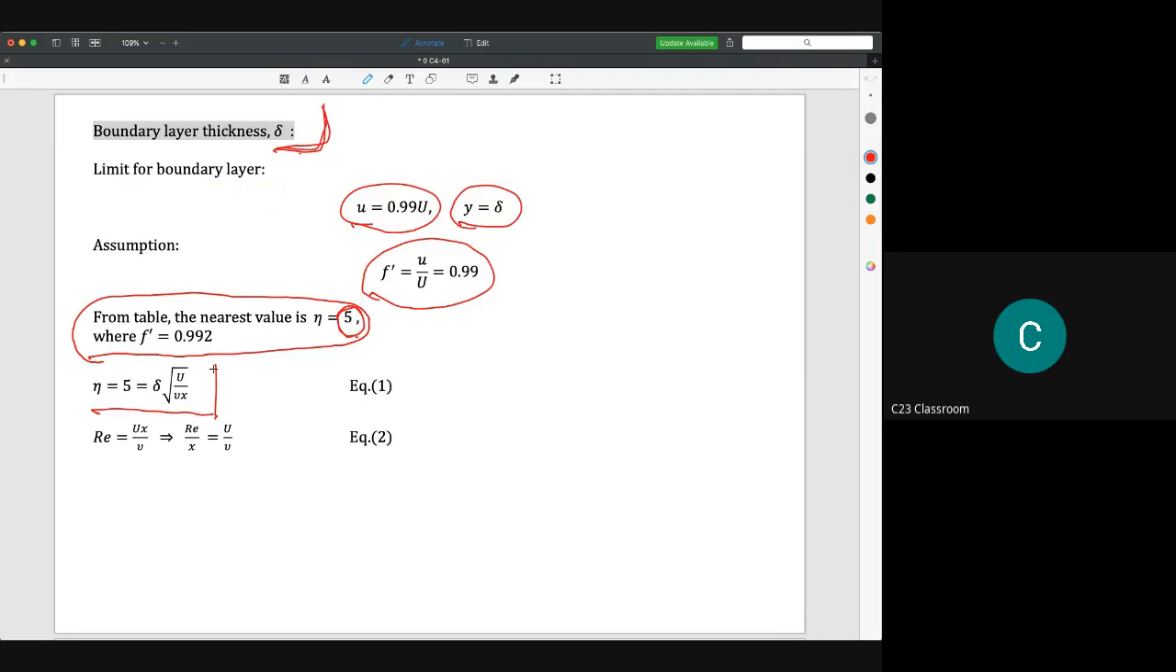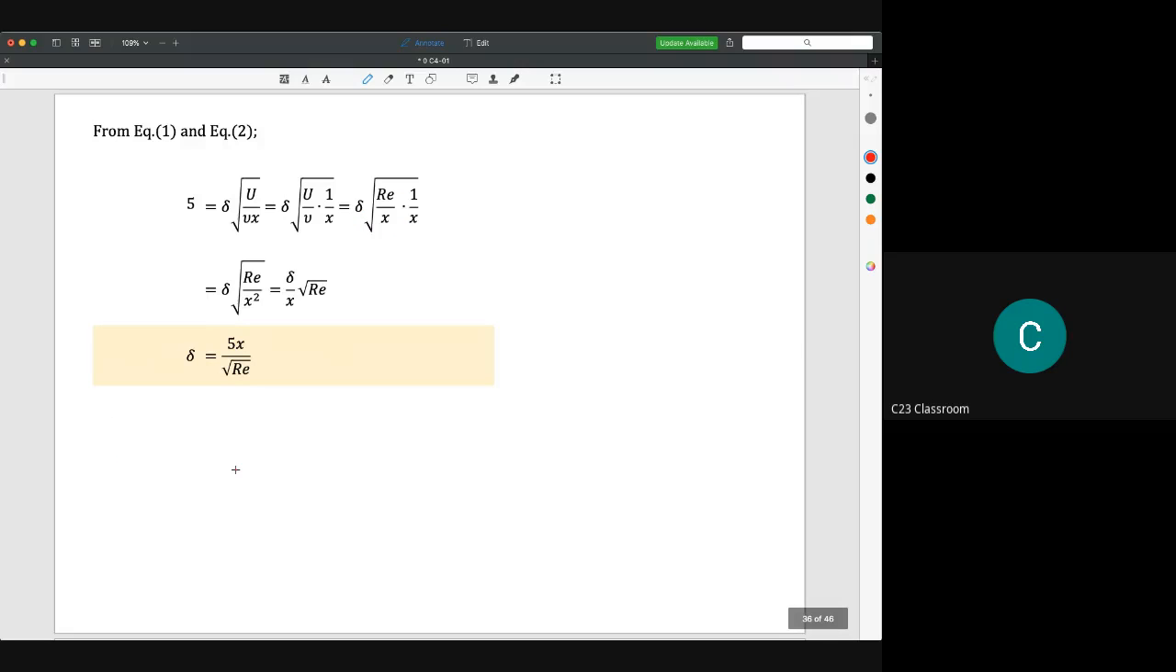So this is the assumption. So eta is equal to y over delta, which is equal to 5, and then it's equal to delta square root of u over nu x. And then we know that the Reynolds number is u x over nu. So we could change it as Reynolds number over x is equal to u over nu. And then finally we could have this one.